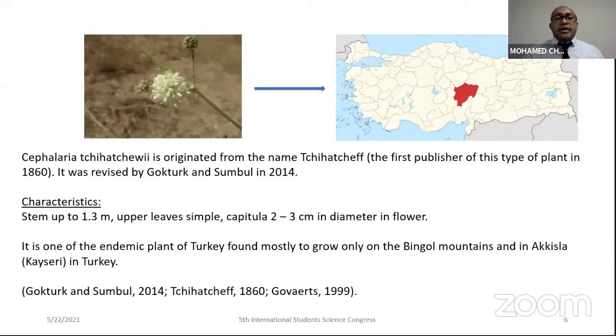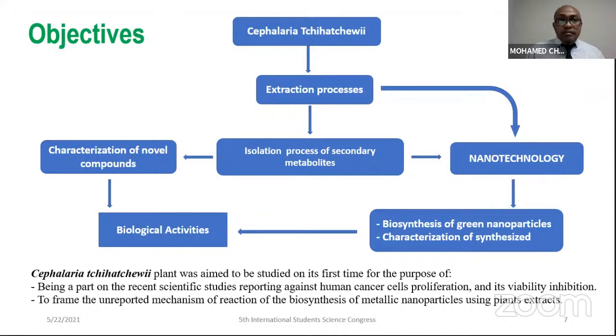In my studies, we have studied a Cephalaria plant known as Cephalaria chihachewi, named after Chihachev, who is the first publisher. This plant is endemic to Turkey, and the red places show where it is found. It's in Antalya.